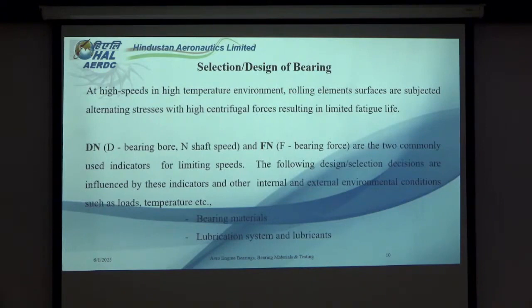There was a discussion yesterday, whereas our bearing designers were telling that they can go beyond 2 million also, maybe up to 2.5, and also FN. Based on this, we are selecting the bearing materials, lubrication systems and lubricants.